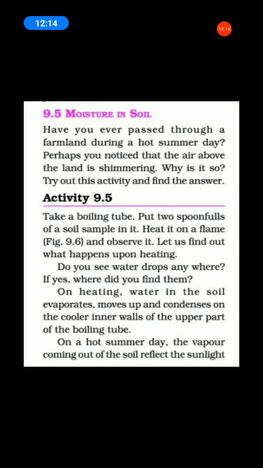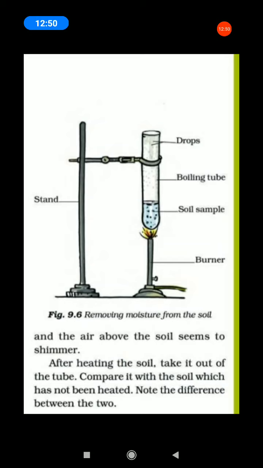Do you see water drops anywhere? If yes, where did you find them? On heating, water in the soil evaporates, moves up and condenses on the cooler inner walls of the upper part of the boiling tube. On a hot summer day, the vapor coming out of the soil reflects the sunlight. The air above the soil seems to shimmer.